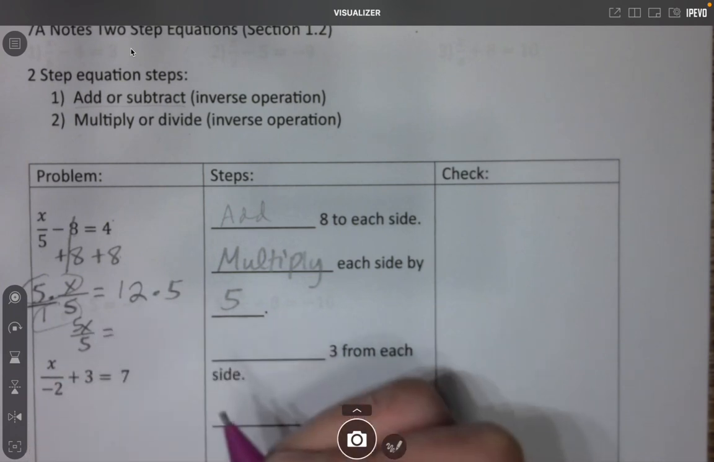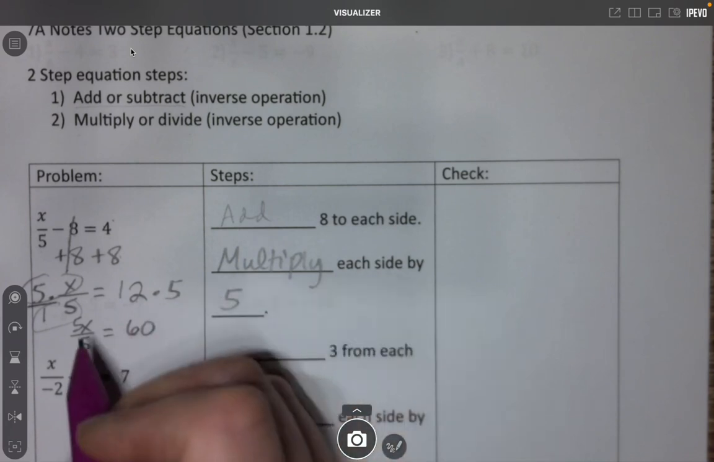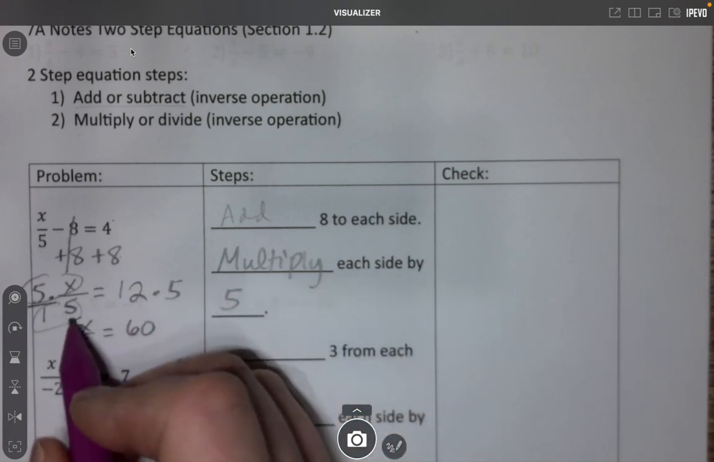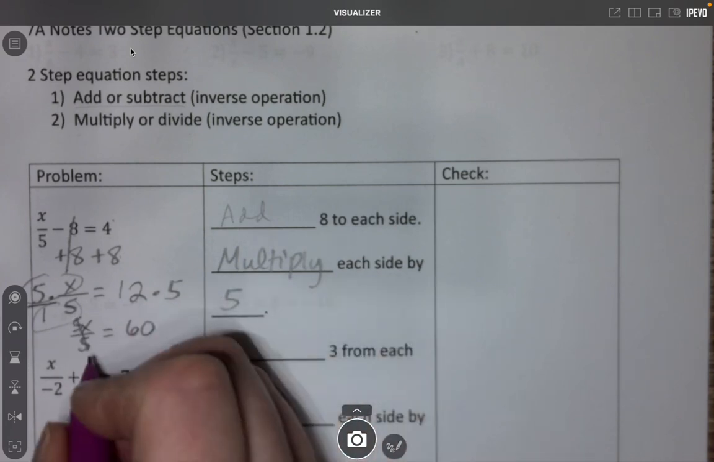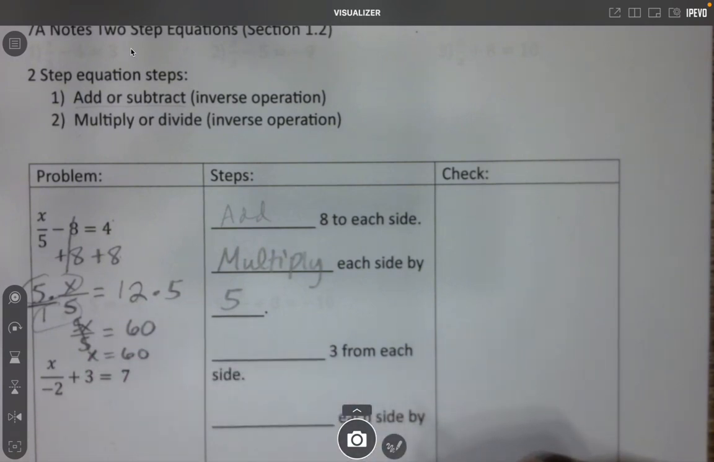So we have 5x divided by 5. Over here, 12 times 5 is 60. And if I have a 5x being divided by 5, if I divide and multiply by that, it's just a 1. And 1x means that x is by itself. So I get x is equal to 60.